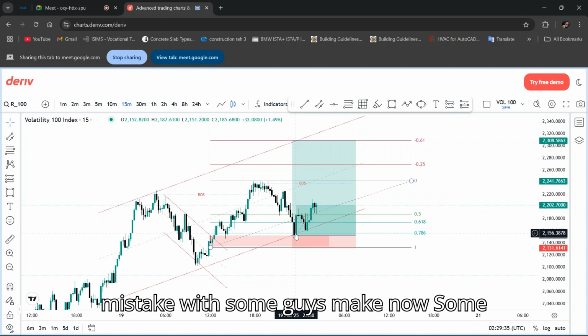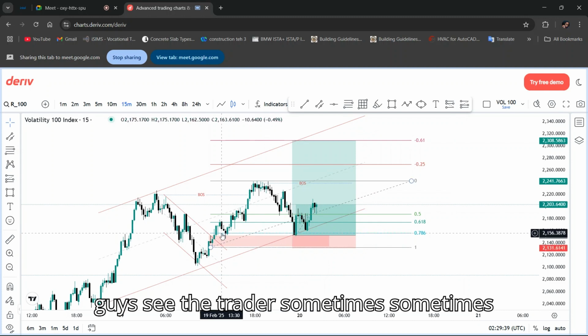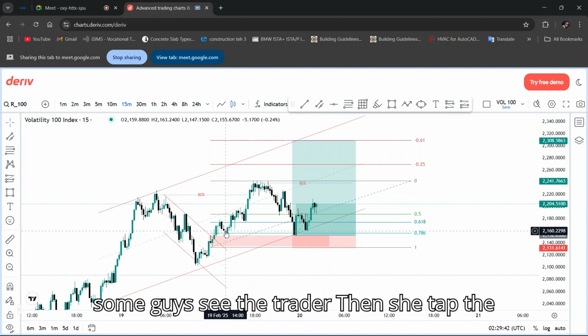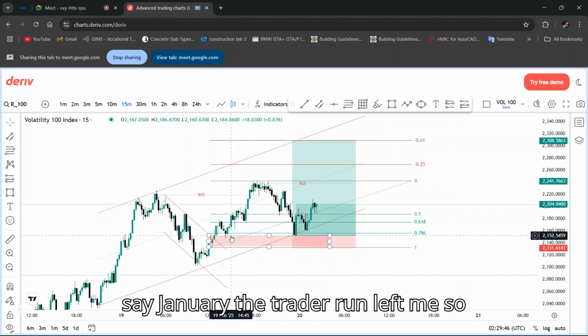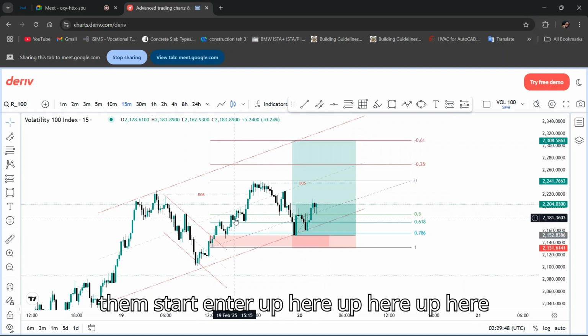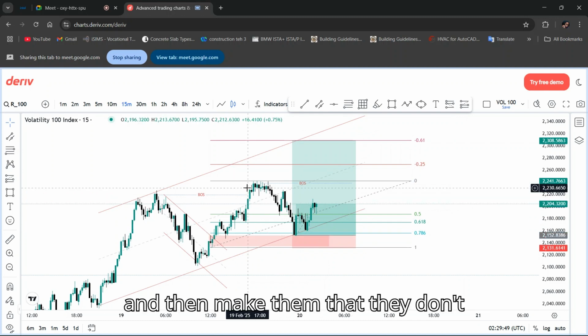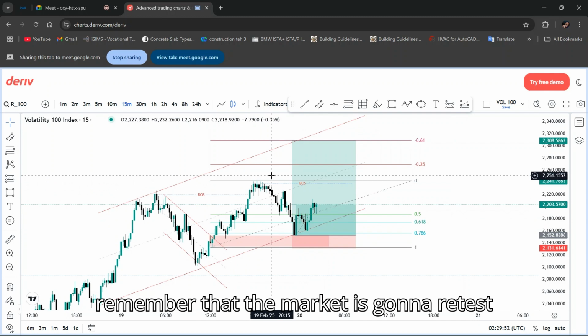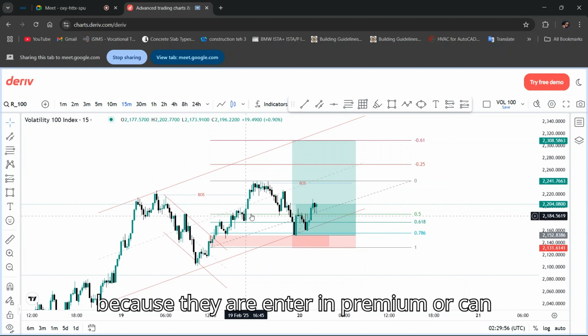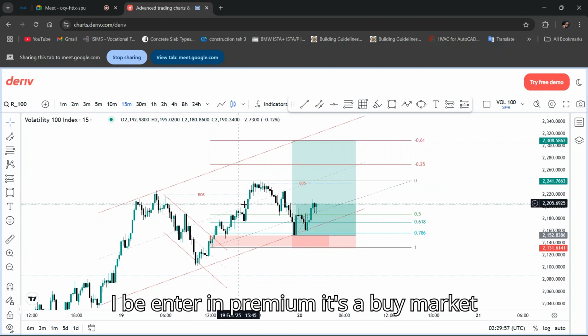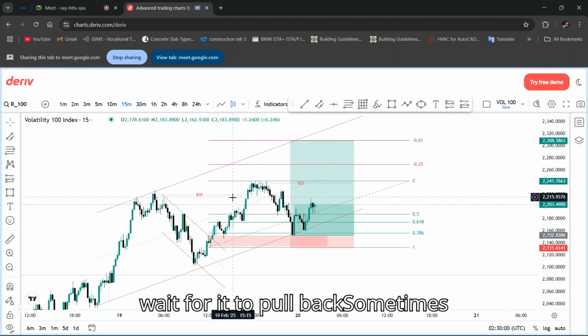Because now they have big accounts. Some guys see the trade, they see it tap the zone when they mark out like this, and they say, John, the trade is running and left me. So they start to enter up here, up here, and up here. And then they don't remember that the market is going to retest and pull back and take them out, because you entered in premium. How can you be entering in premium? It's a buy market. Wait for it to pull back.